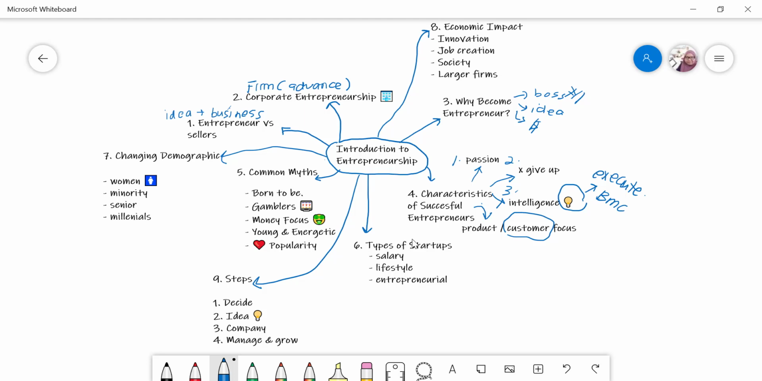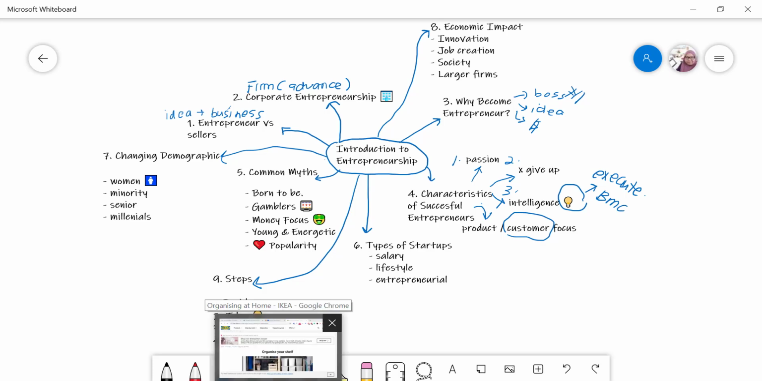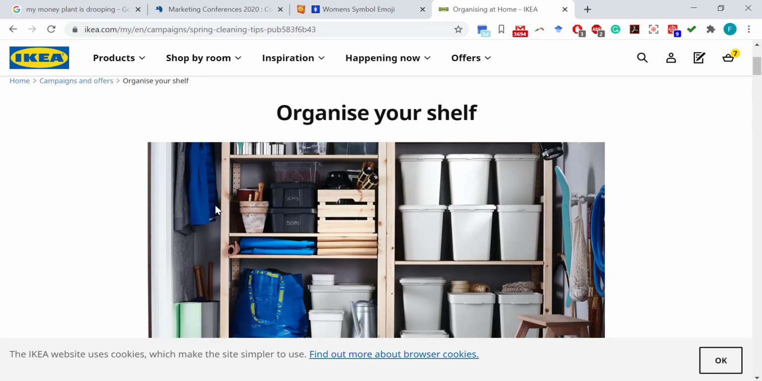Okay, types of startups. Sorry, number 5, common myths of becoming an entrepreneur. Entrepreneurs are born to be? It's not so. Entrepreneurs might be born in a family full of members that have businesses, but that's just environment. They are not genetic, and do not have it in their DNA. There are so many people who do not come from an entrepreneur background.